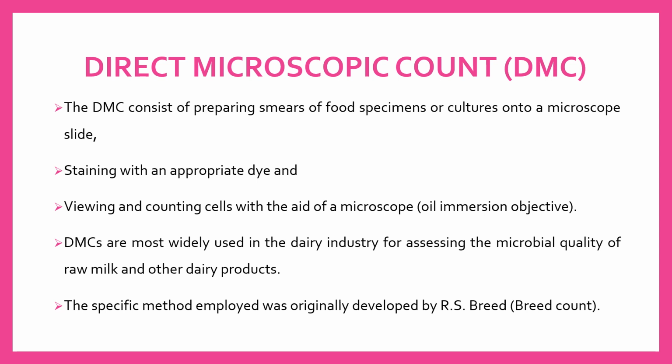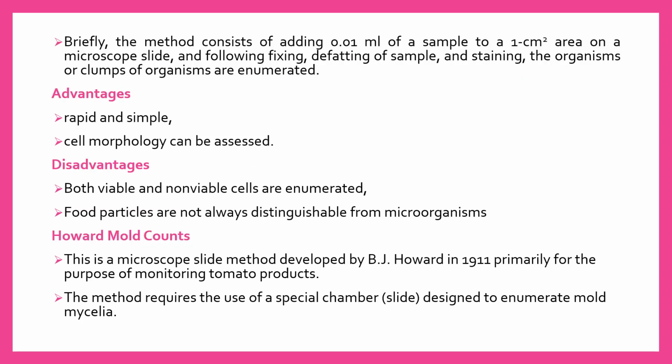The specific method employed was originally developed by R.S. Breed, so it's known as breed count. This direct microscopic count method consists of adding 0.01 ml of the sample to a 1 centimeter square area on a microscope slide, and following fixing, defatting of sample and staining, the organisms or clumps of organisms are enumerated.